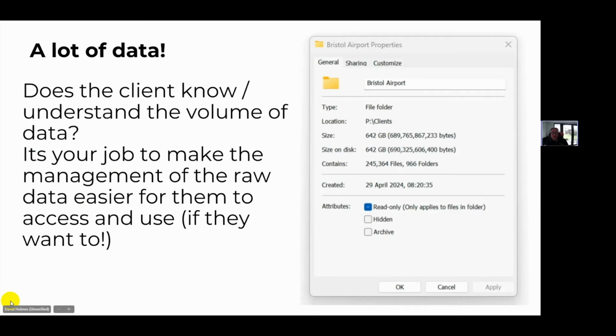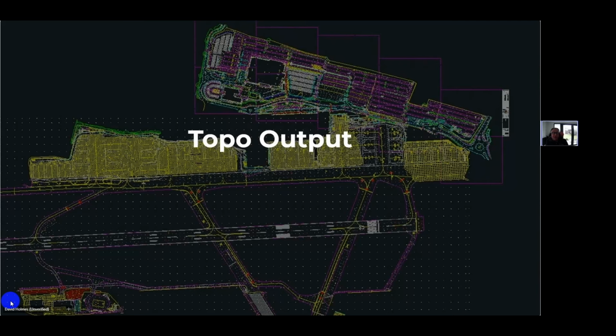But let's just talk about the amount of data. This gives you an example of how much there is associated with that airport capture. There's around about 650 gig of data. This is pretty much all photos, and that equates to around about 250,000 images for that piece of work. So what you've got to do as an operator is not burden the client with all of this, but make sure that they understand the volume of data here, and if they want to get access to it, how they're going to store it, and all of those sorts of things as well. That's really important.